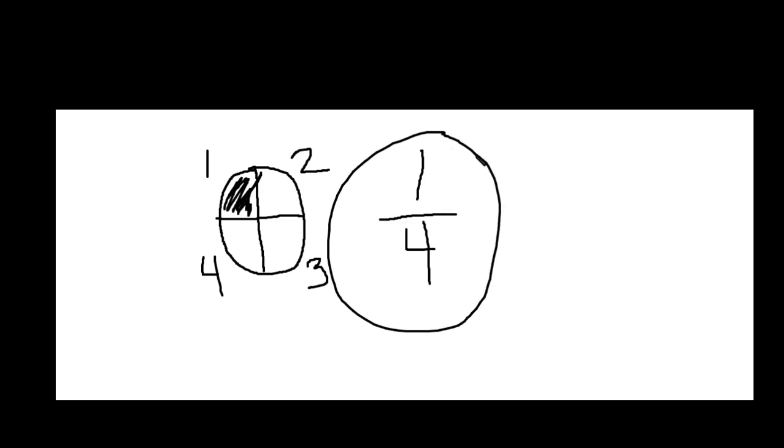So 1 goes on top. How many pieces, though, are there all together? There's 1, 2, 3, 4. So I ate 1 out of 4 pieces. This is what a fraction does. It shows you what part of the whole you are using, eating, cutting off, selling, whatever it happens to be. That's what a fraction shows you.